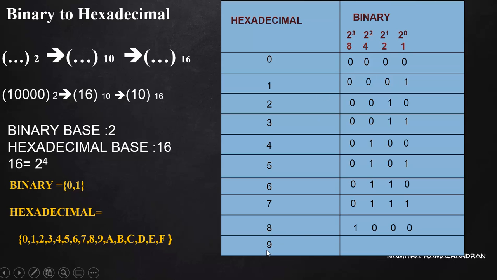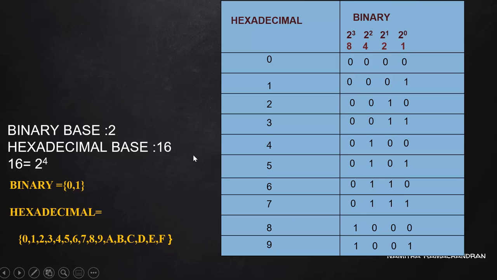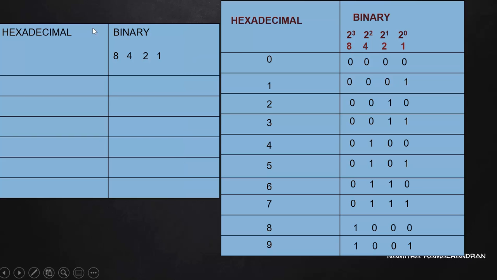We can generate 9 like this, 8 plus 1, so 1001. Okay. Next, after 9, we need 10, 11, 12, 13, 14 and 15. These decimal equivalents 10, 11, 12, 13, 14 and 15 are represented in hexadecimal with alphabets A, B, C, D, E and F. So A is equivalent to decimal 10.